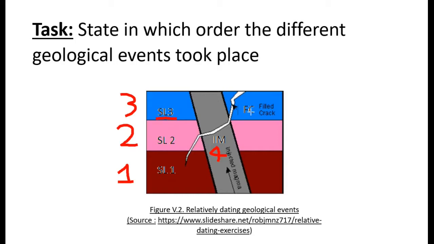You can see that the field crack will affect all of the events, even the injected magma. So that means this is the last event. If the field crack had happened before the injection of magma, well, you wouldn't have this crack here in the magma. So that's why we can prove that it's number 5.